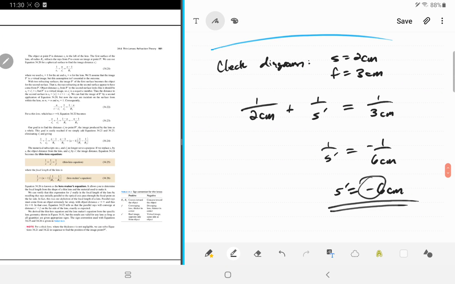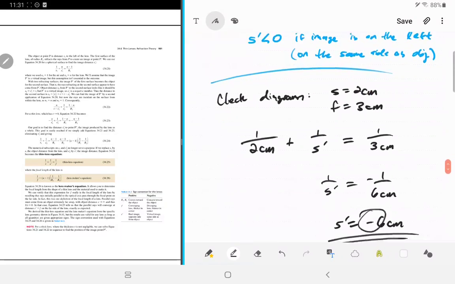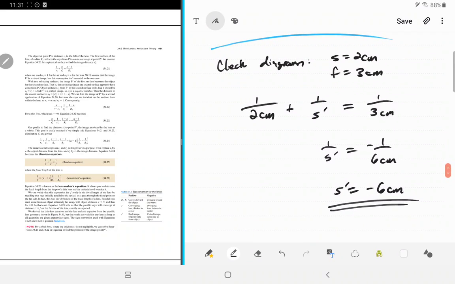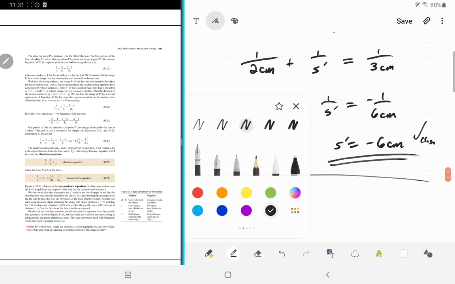Notice how this is negative. And so the image is on the negative side, so on the left, on the same side as the object. That's what that negative sign is telling us. Okay, so close enough. Could have drawn it more accurately though.